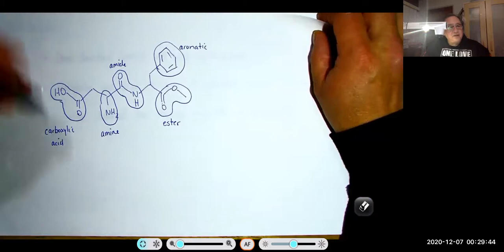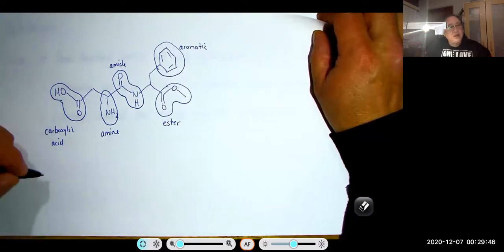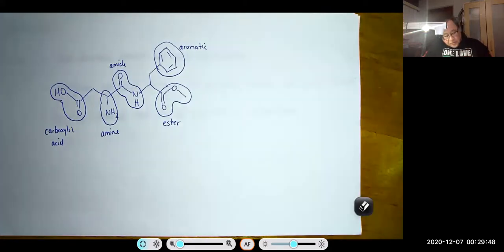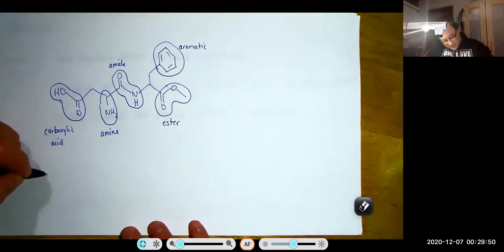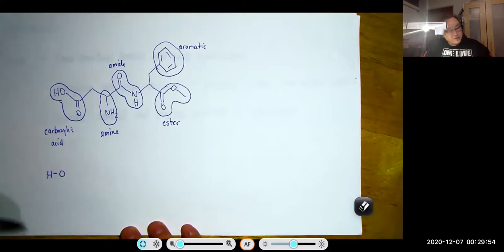Let's go ahead and fill in the rest of this though. Let's make the Lewis structure. So I'm going to start here with this hydrogen. There's the hydrogen. I'm going to put a bond between the hydrogen and the oxygen.